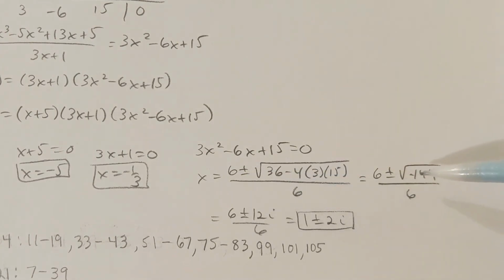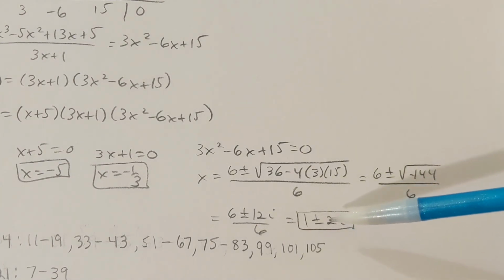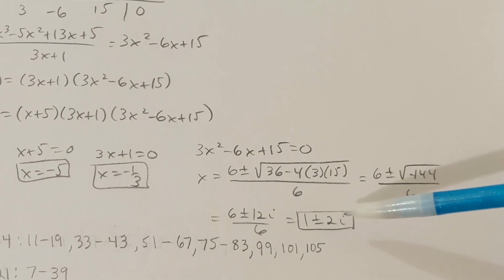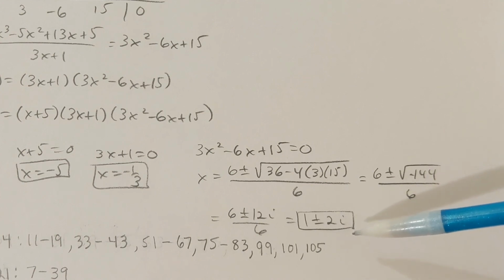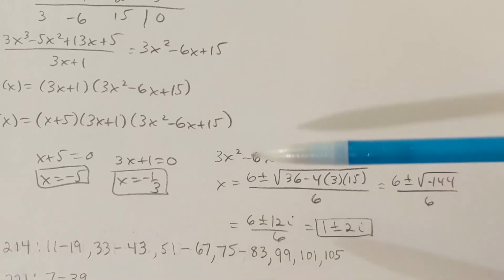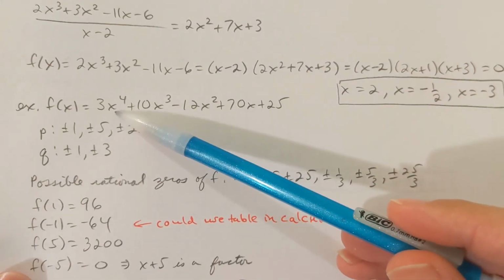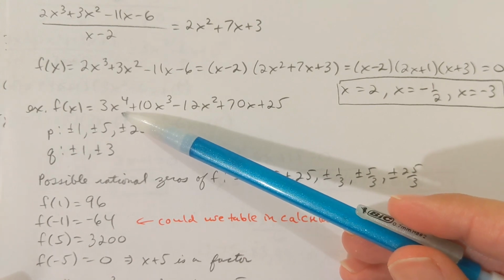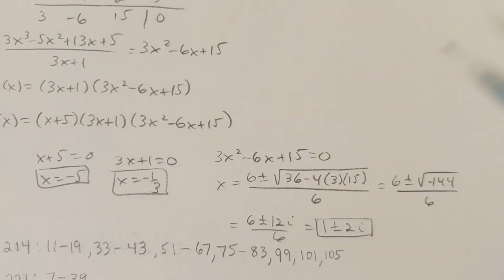2 times 3, which is 6. Okay, so I've got 6 plus or minus the square root of negative 144, all over 6. That gives me 6 plus or minus 12i over 6, which is 1 plus or minus 2i. Okay, so these would be complex zeros, and still part of my answer. These two zeros along with these two zeros give me 4 zeros total. I've got a degree 4 polynomial here initially, so I would know right away that I'm going to have 4 answers. It's just that without doing this procedure, I have no idea what these 4 numbers look like.